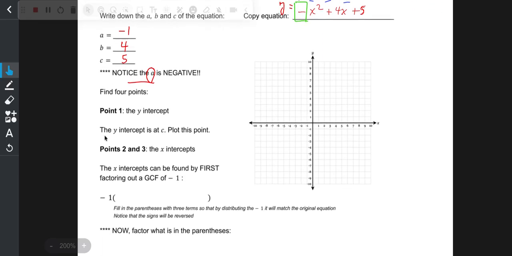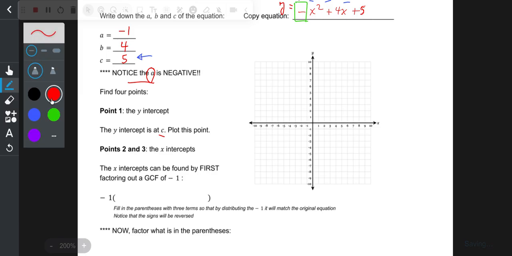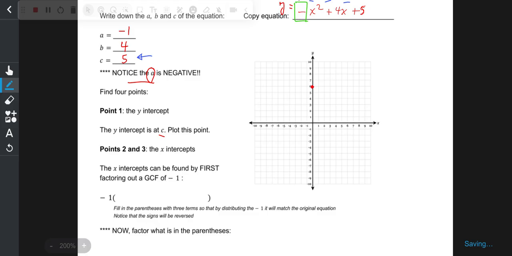Plotting the first point is just the same as when A is 1. The y-intercept is just the C. Okay? This is not going to change. So the C is +5, and so let's put our point on the y-axis at +5. And points 2 and 3 are going to be, again, the x-intercepts. Now, here's where it's a little bit different.